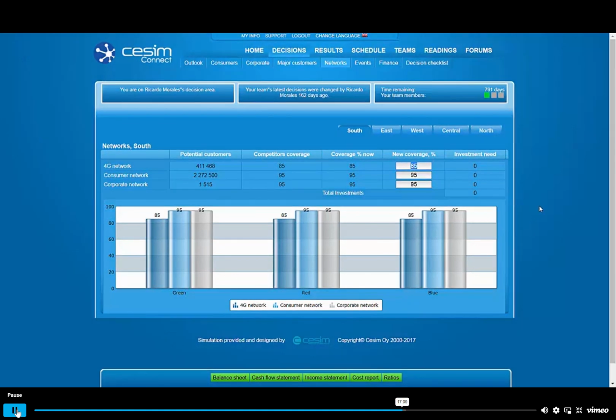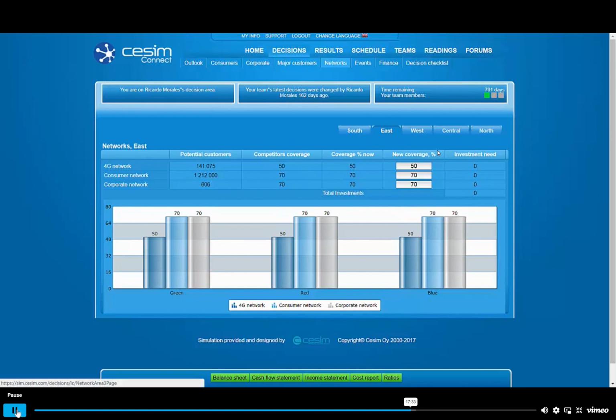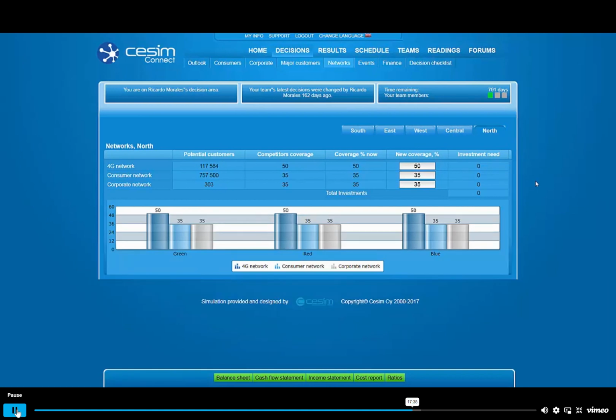And these network investments always come into effect with 1 period delay. So now if we want to increase this to 90%, it means that our coverage in South region with 4G network will be 90% next round. And this is the amount of money that we need to invest in order to make that happen. Same way, we then go through all the different regions. Some regions have lower coverage, some regions have higher coverage, but the principle of making the decision is exactly the same for all the different regions.